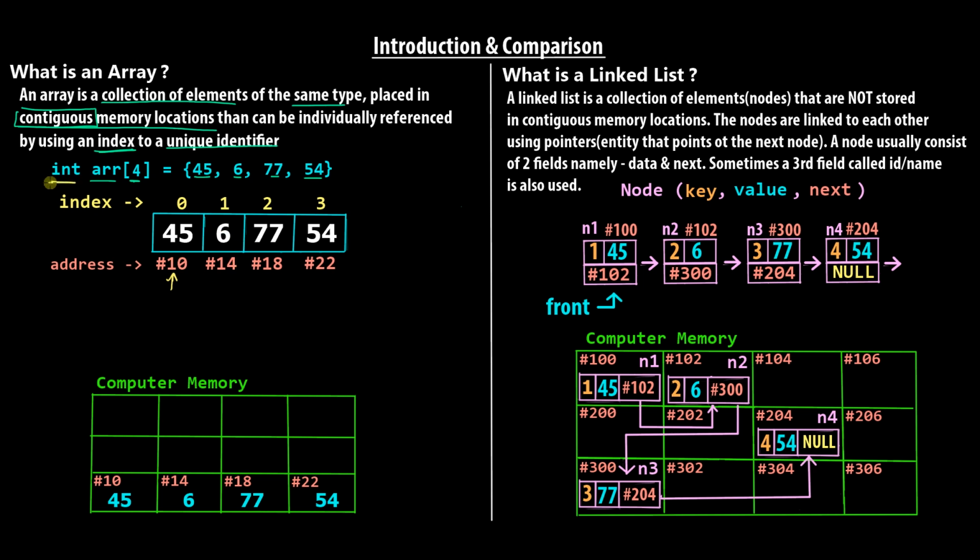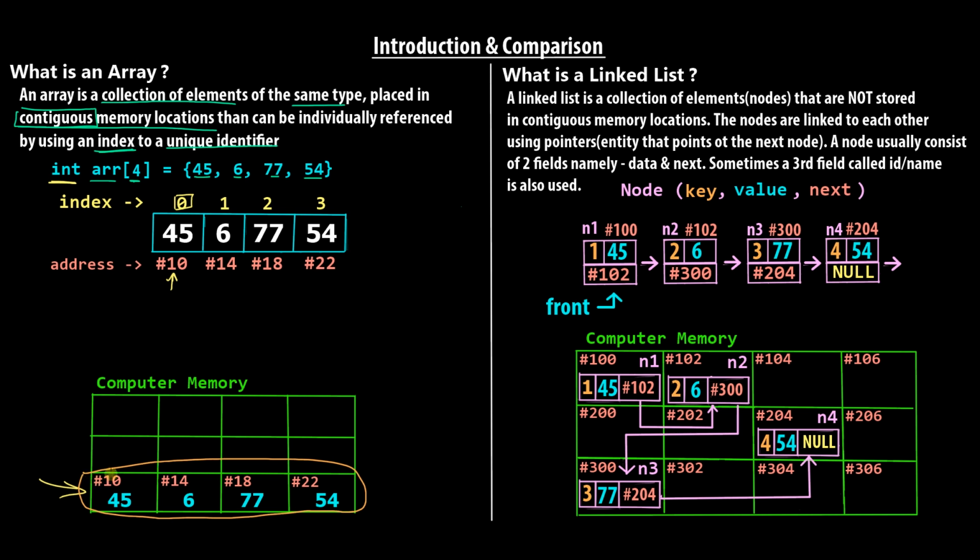Now this is an integer array, right? So we say int ARR[4]. They have unique indexes 0, 1, 2 and 3. That's how you can access individual elements. And they also obviously have addresses in the computer memory. This is the computer memory, you can see. Now you can see that they are right besides each other in the computer memory.